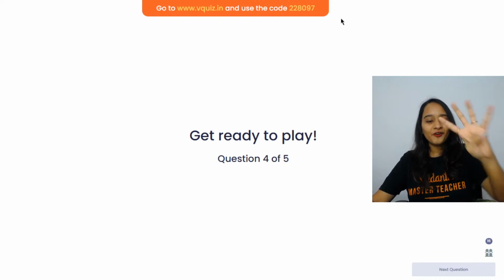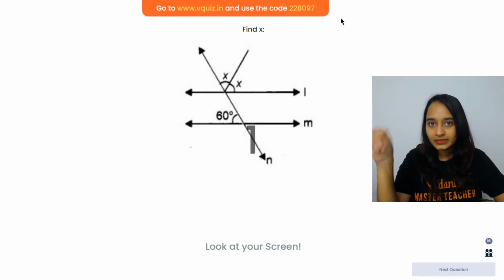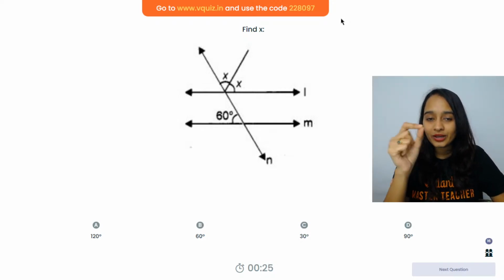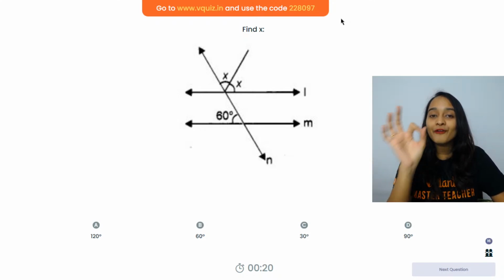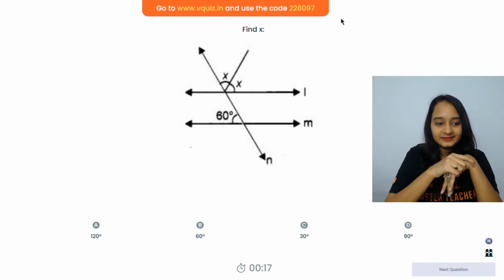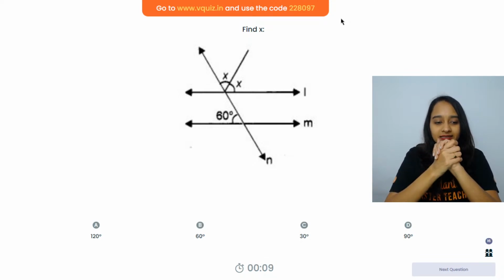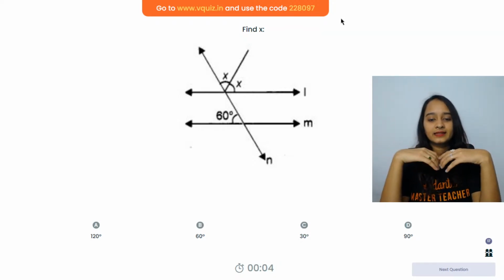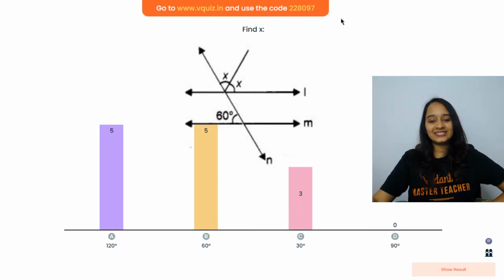Very nice. Your fourth question on your screens, everybody. If you're not able to join through normal this thing, open an incognito mode. Guys, there's a small twist in this question. You have to find the value of x, not 2x. I just want the value of x. 2x is that entire angle. And the timer starting. 3, 2, 1, and let us see.